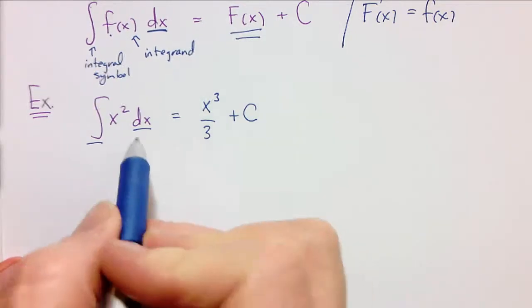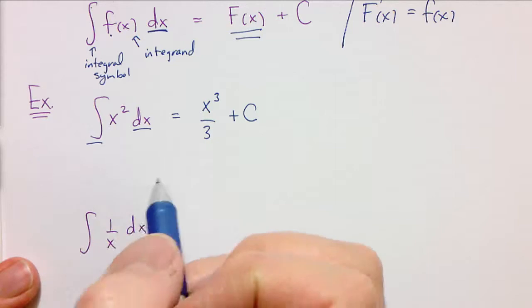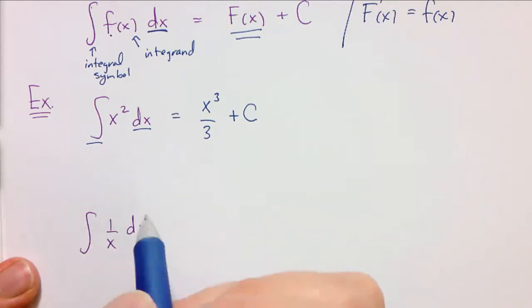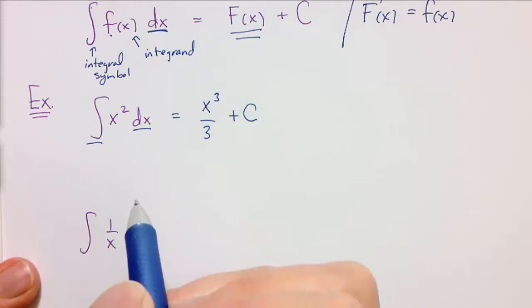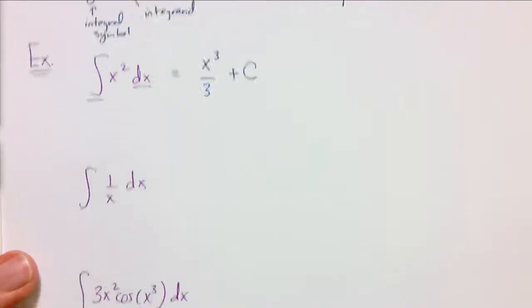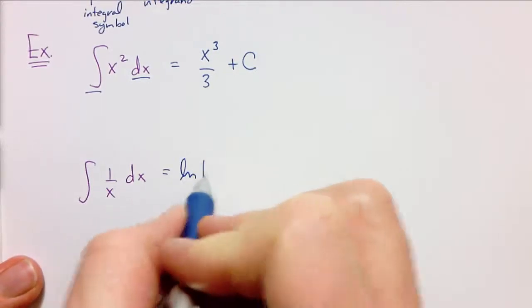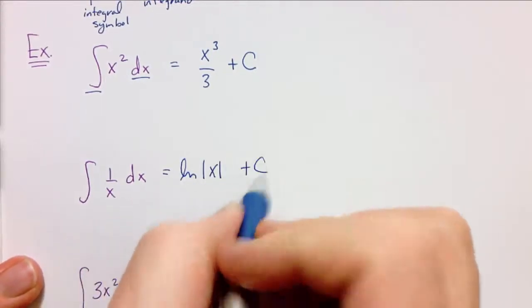And I want you to make a habit of keeping that symbol along, even though it doesn't appear to do anything. As we'll see later in this section, it's essential for figuring out how to do some of these antiderivatives. The antiderivative of 1 over x is the natural log of the absolute value of x plus c.